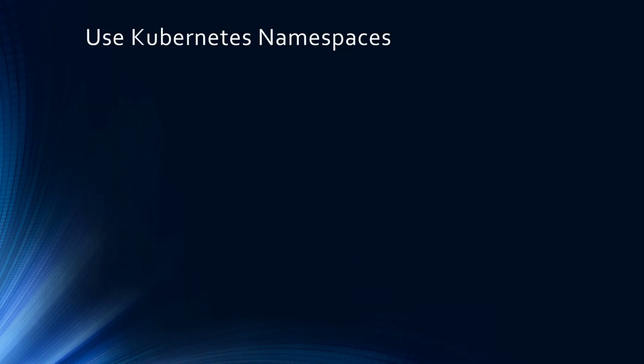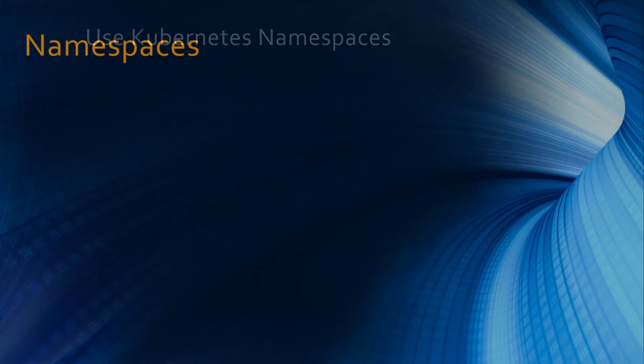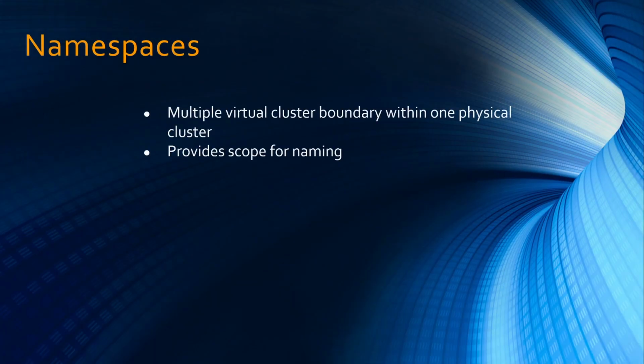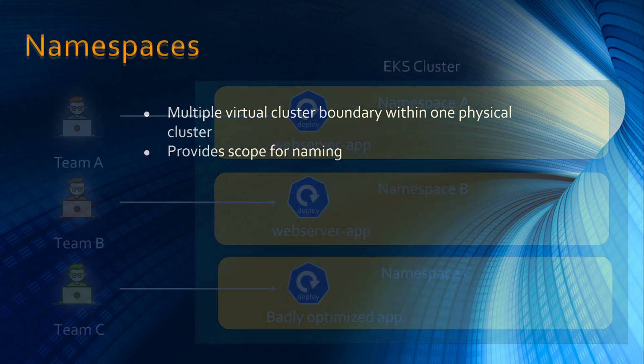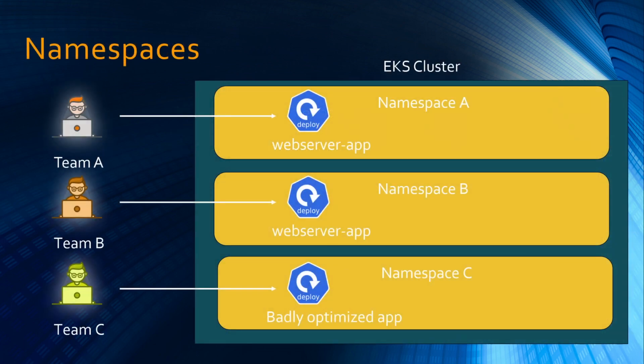The first best practice is to use Kubernetes namespaces. Namespaces create multiple virtual cluster boundaries within one physical cluster. It also provides scope for naming. If we look into this in detail, one EKS cluster can have multiple namespaces, and you can see team A and team B can have the same deployment app name, web server app, in two different namespaces, but in the same EKS cluster.